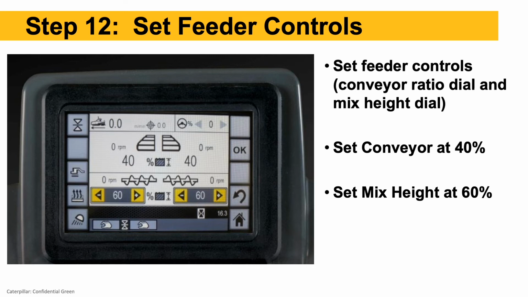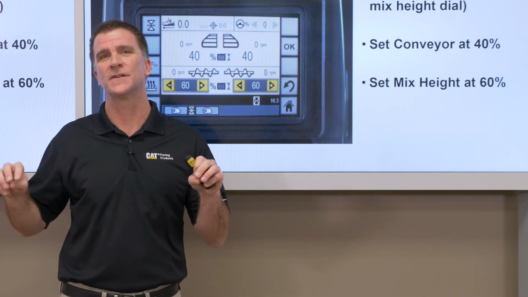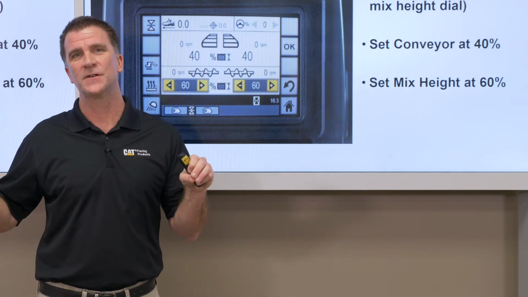Step 12, set the feeder controls. So this picture is just showing a paver with a digital control to change your feed controls. So that's your conveyors and your augers. So whether you have this type of control panel or dials, set the conveyors at 40% and set our mix height dial at 60%. Typically the mix height dial is down on the screed control panels.